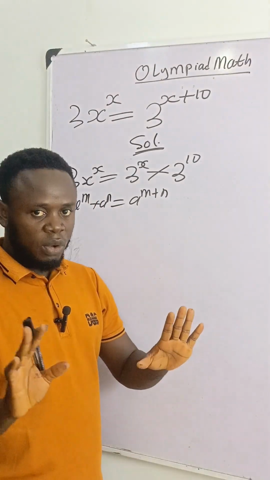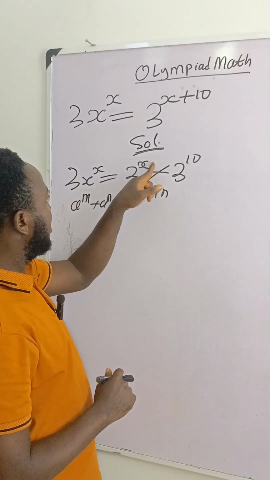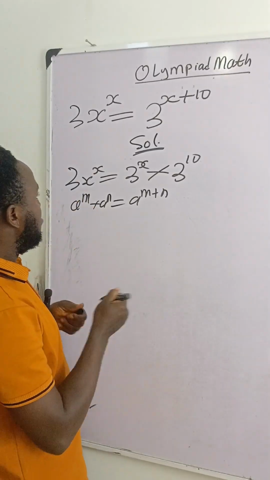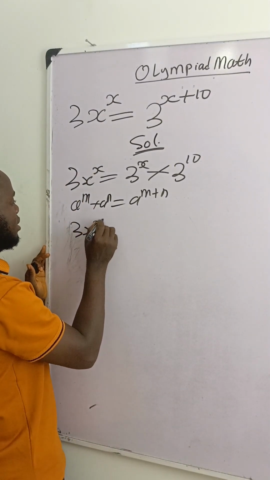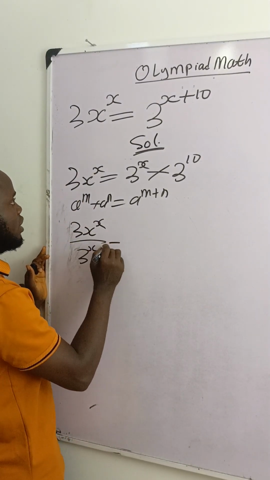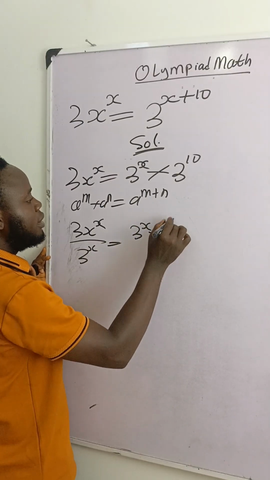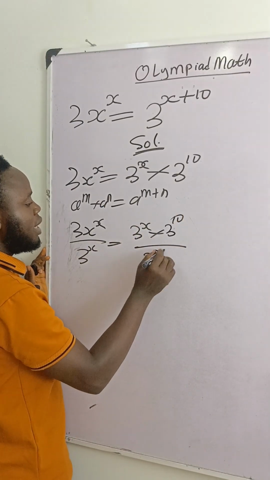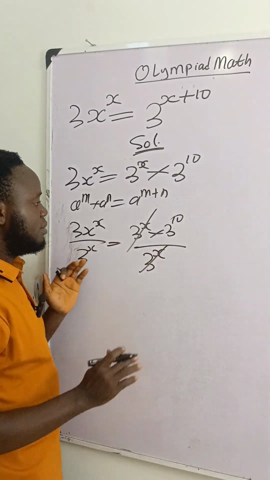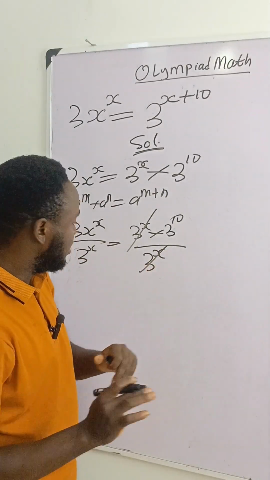So look at what I told you. You have 3 raised to the power x here. We are going to bring it to this side by dividing both sides by 3 raised to the power x. So 3 raised to the power x is equal to 3 power x multiplied by 3 raised to the power 10 over 3 raised to the power x. This will divide this. On the right hand side, I don't have x there again.